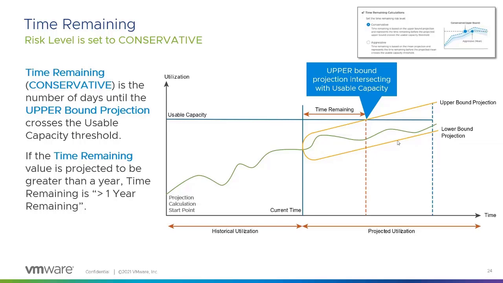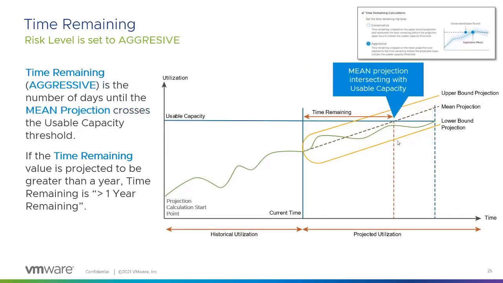With that, we'll switch over and show the aggressive. It should look very similar. But now we have this dashed line in the middle, which is the mean between the upper and lower bounds. Now we're looking at where that mean line intersects with my usable capacity, and that's where my time remaining comes from. So you see we've only shifted from looking at the upper bound to the mean.